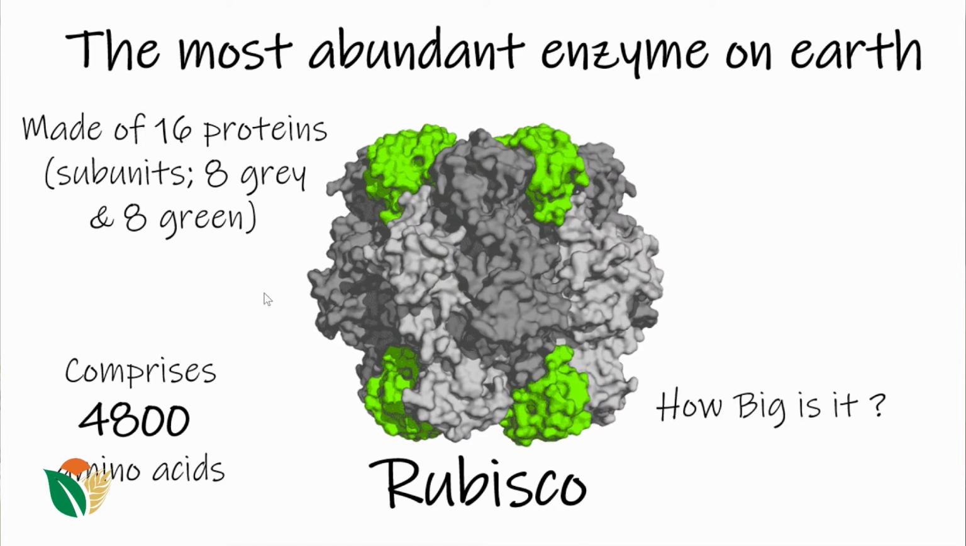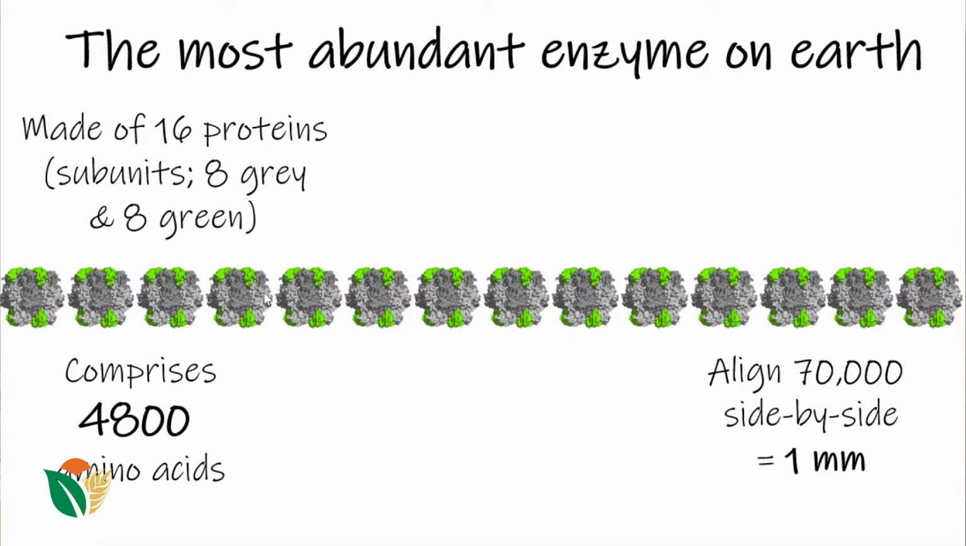So the question is, how big is Rubisco then? Well, in actual fact, if you lined up 70,000 Rubisco molecules side to side here, then they would actually spread 1 millimetre. So proteins and enzymes are actually very, very small, even those which are quite large like Rubisco.